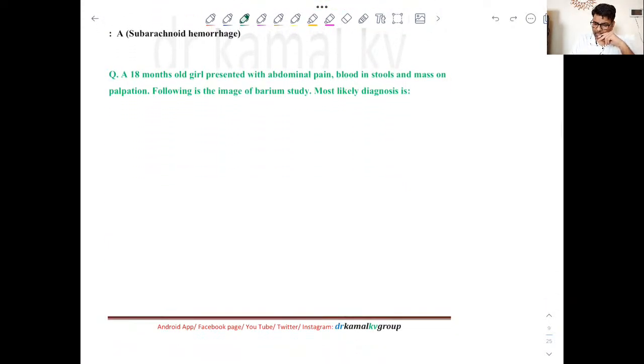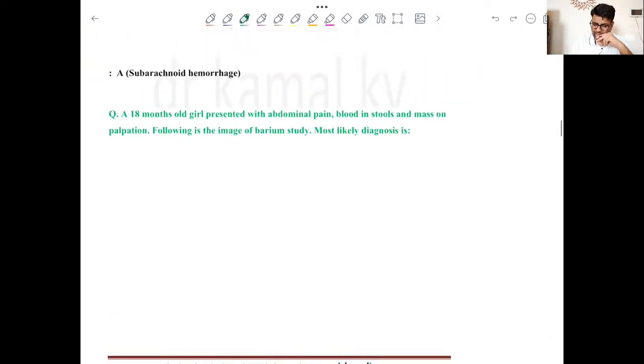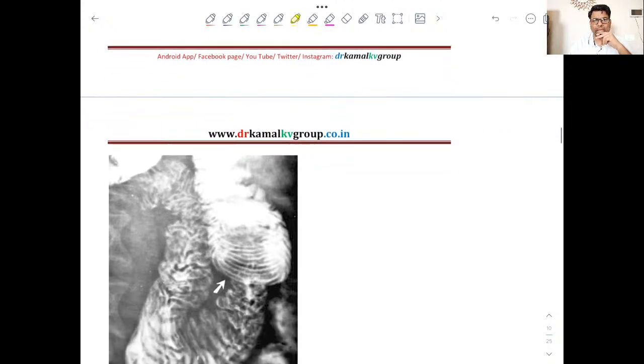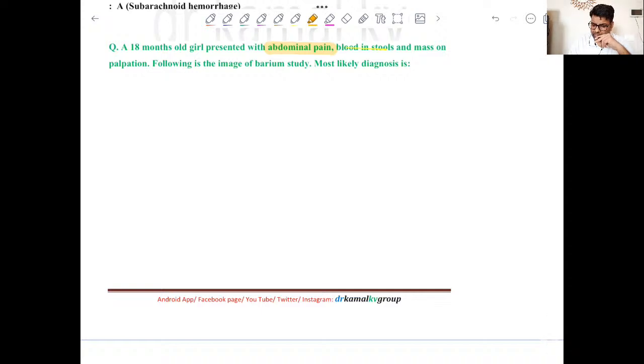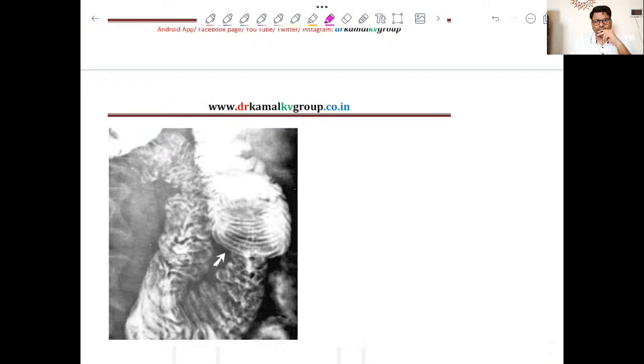Now next question, a girl presented with abdominal pain. So she had abdominal pain, and there is blood in stools or a mass on palpation, and this is the barium image. So here there is blood in stools, and there is a mass which is palpated, and if you look at the barium study, you will see something like this.